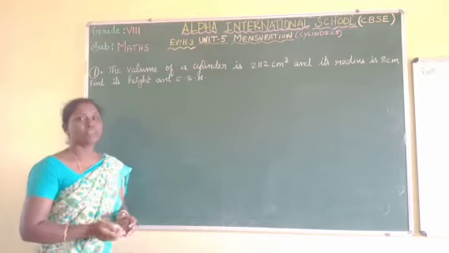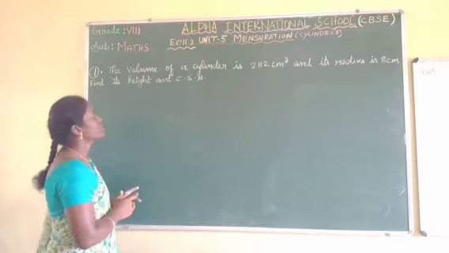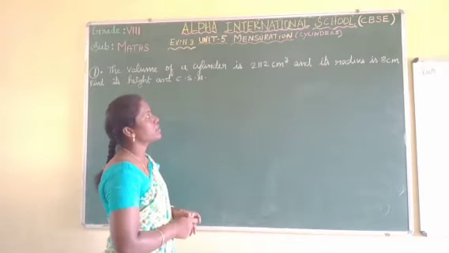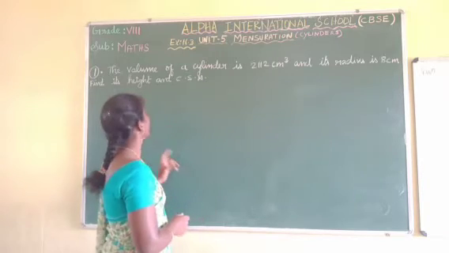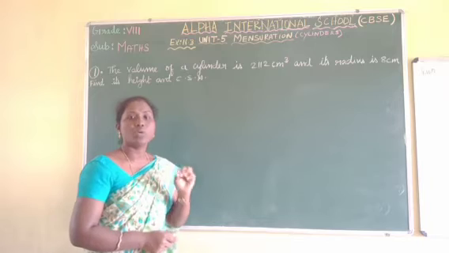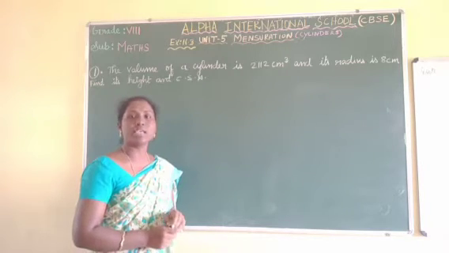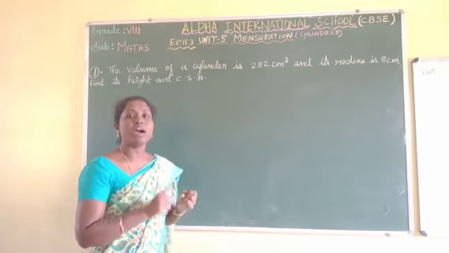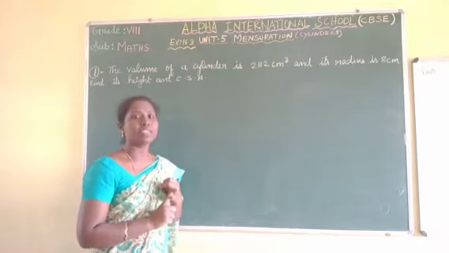Now in exercise 16.3, we are going to see the applications of cylinder. See the first problem. The volume of a cylinder is 2112 centimeter cube and its radius is 8 centimeter. We have to find its height and curved surface area. The volume of the cylinder is given here and the base radius is given as 8 centimeter. We have to find the height of the cylinder as well as the curved surface area of the cylinder.